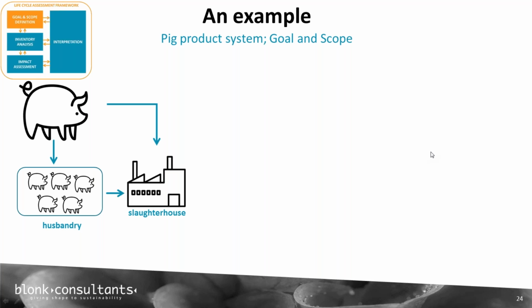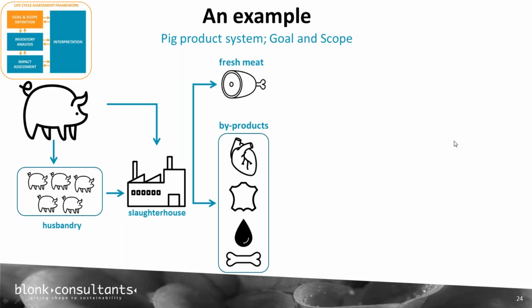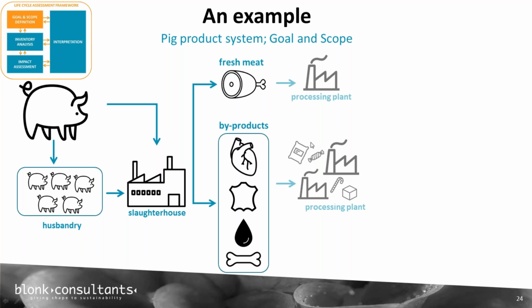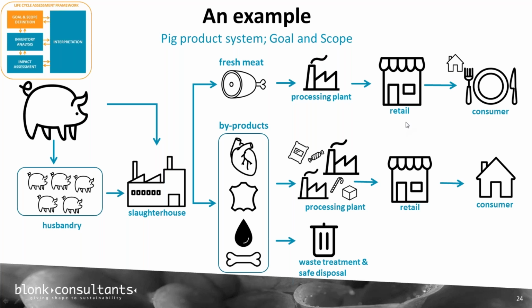And at the slaughterhouse level, there are products for human consumption and non-human consumption, like meat and other byproducts such as pig hides, organs, hooves, bones, and blood. All these products and byproducts are further processed into useful marketable products and/or they are safely disposed via waste treatment. All those marketable products will go through the retail all the way to the consumption phase. And so this is a typical product system of a pig from farm to plate, as we call it.